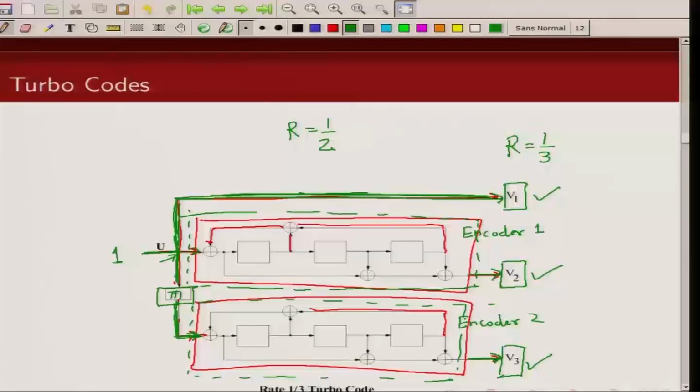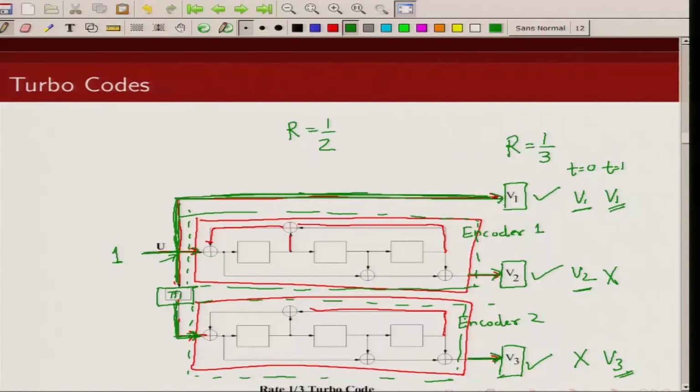Let us say at time t equal to 0, I transmit V1 and I transmit V2. So, I am transmitting 2 bits. I do not transmit V3. Then at time t equal to 1, I transmit V1 and V3. I do not transmit V2, and this I repeat. So, at t equal to 0, 2, 4, I transmit V1 and V2, and for other times I transmit V1 and V3.